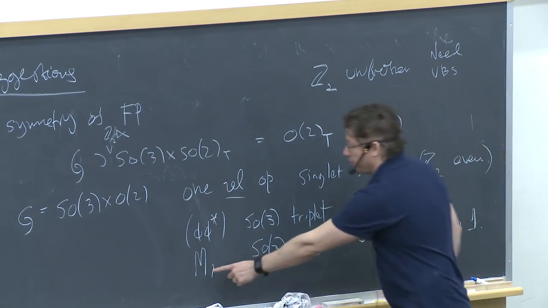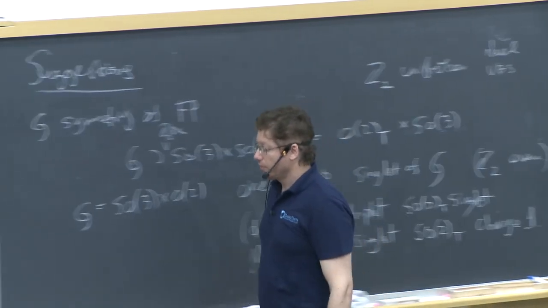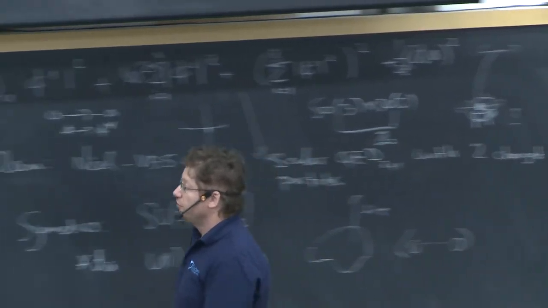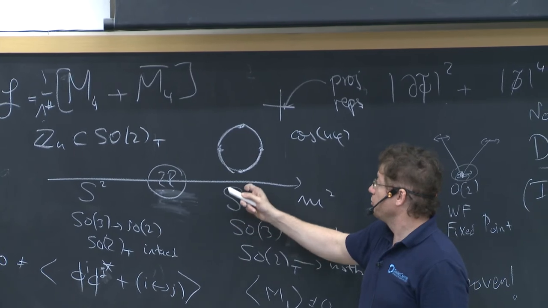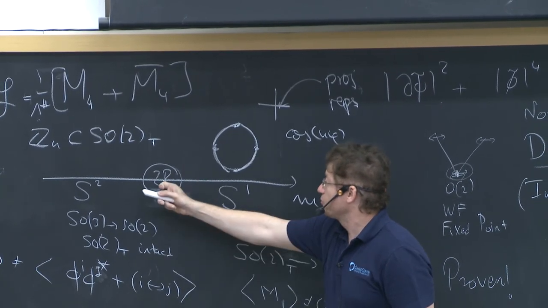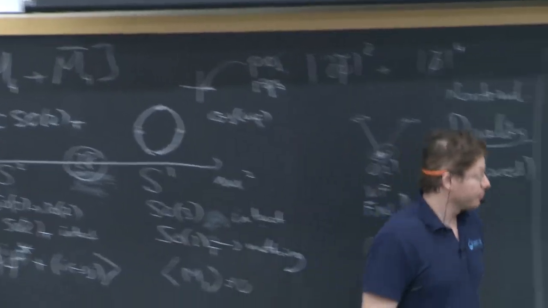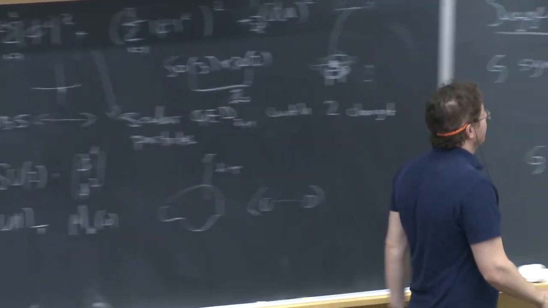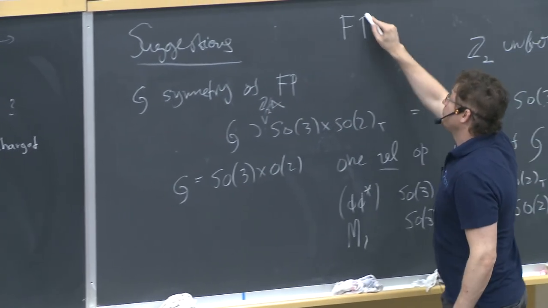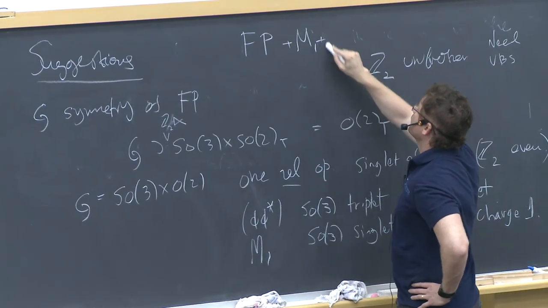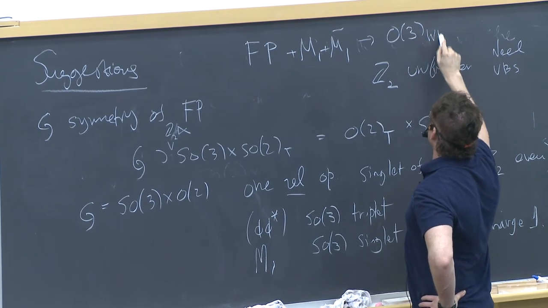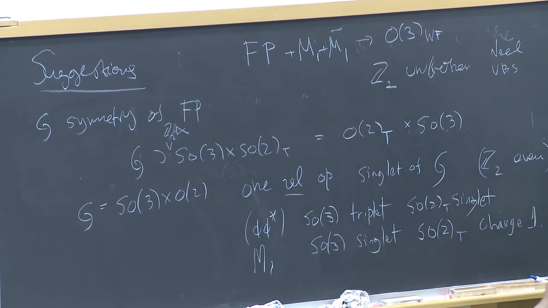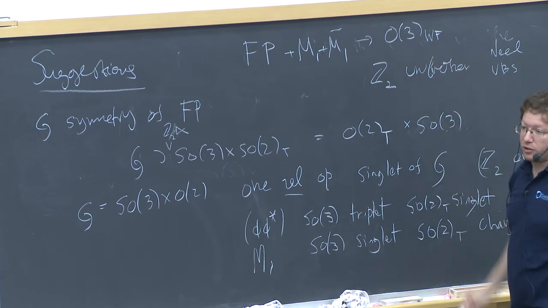Now, what happens if we add this to the Lagrangian? It's an interesting story. If we add M1 to the Lagrangian, this phase disappears. So it kills the anomaly. We've broken the symmetries too much. It kills the anomaly. And actually, this transition becomes the O3 Wilson-Fisher point. So we expect that if we add to this putative fixed point M1 plus M1 bar, it would flow to the O3 Wilson-Fisher transition. This is not very helpful to do bootstrap, but it's an interesting fact that it kills the anomaly, and then you can go to a disordered phase.